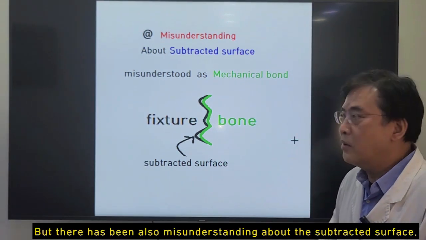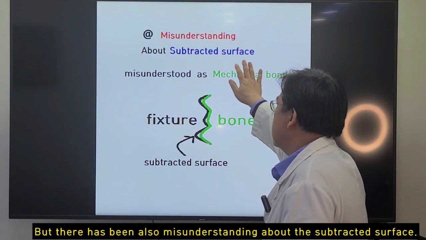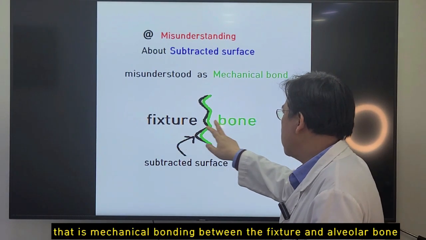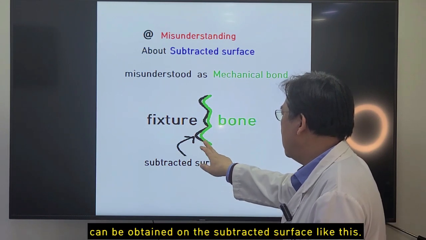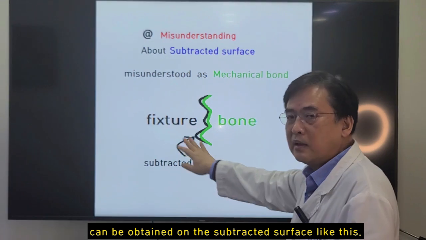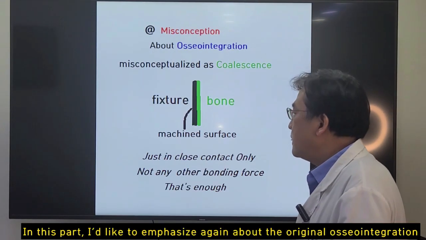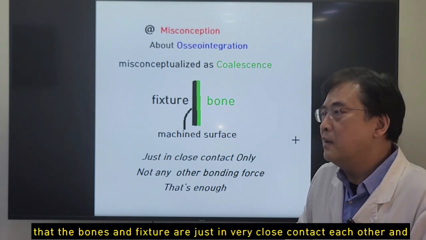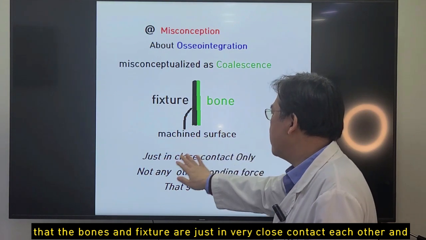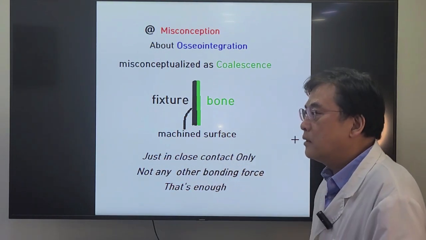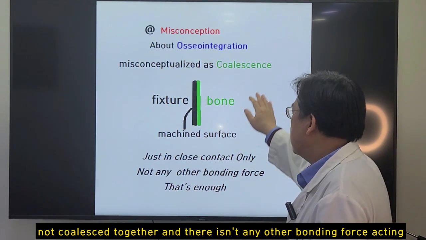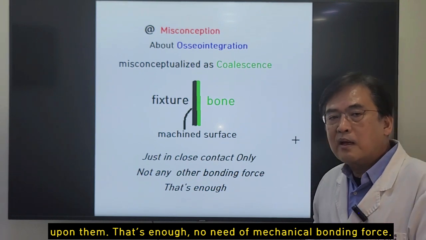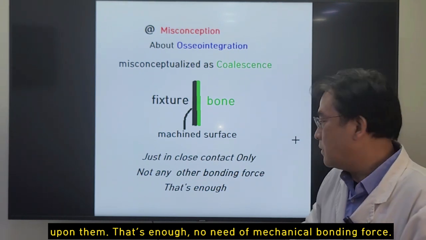But there has also been a misunderstanding about the subtracted surface. That is, that mechanical bonding between the fixture and alveolar bone can be obtained on this subtracted surface like this. In this part, I'd like to emphasize again that in original osseointegration the bone and fixture are just in very close contact with each other, not coalesced together, and there is no other bonding force acting upon them. That's enough. No need for mechanical bonding force.